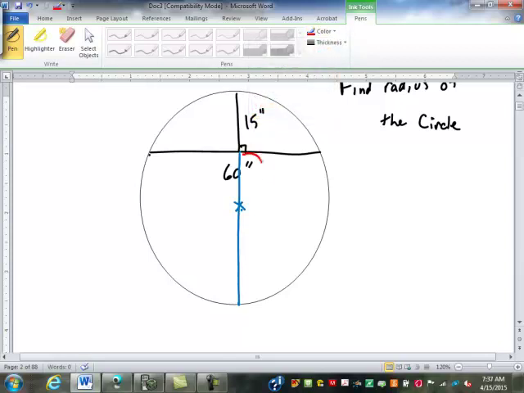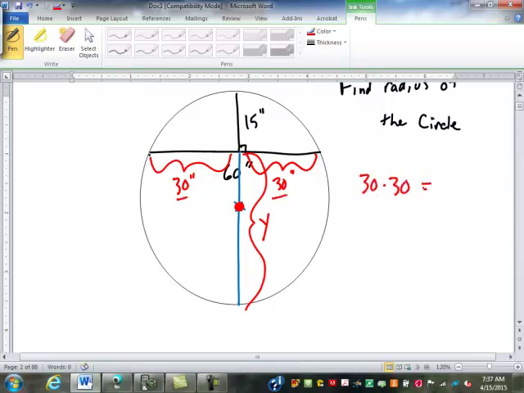How do I find this length here? Anybody? Okay, perfect. That 60 gets split in half into 30 and 30. If I call this dimension here Y for now, it's just the center of my circle. I know that 30 times 30, that's the pieces of that chord, has to equal 15 times Y.